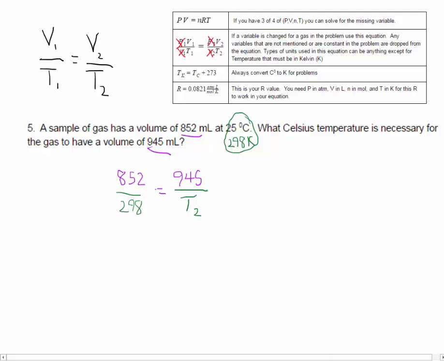So all I'm going to do here is cross multiply and divide. And that gives me an answer of, for T2, 331 Kelvin.